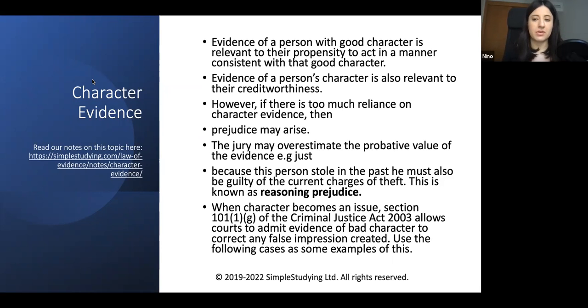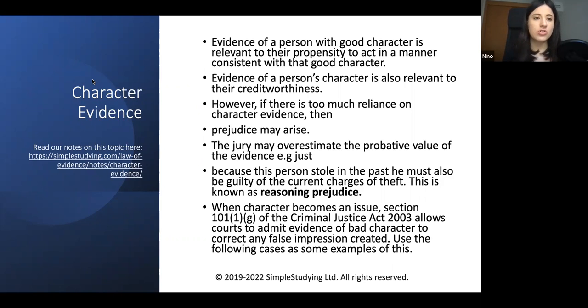Because the person stole in the past, he must also be guilty in the current charge of theft. This is an example of character evidence. This is known as reasoning prejudice. When character becomes an issue, Section 101(1)(g) of the Criminal Justice Act 2003 allows courts to admit evidence of bad character to correct any false impression created.